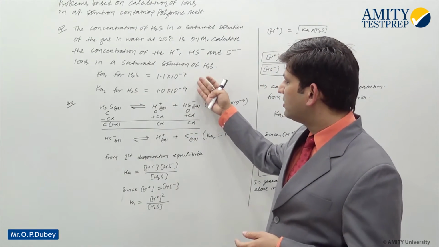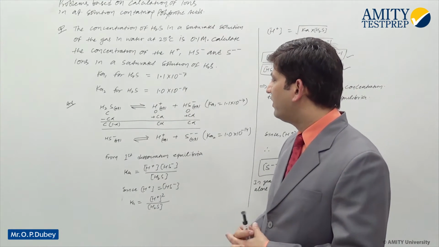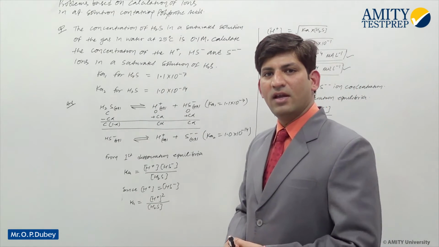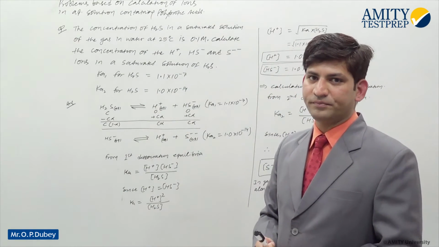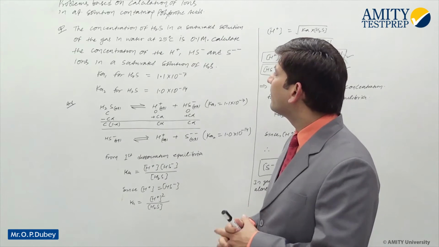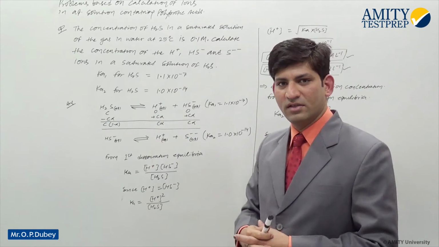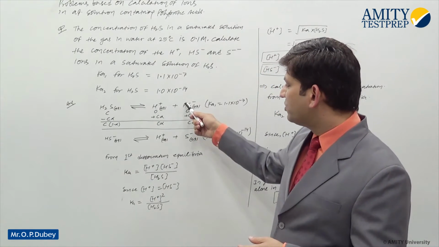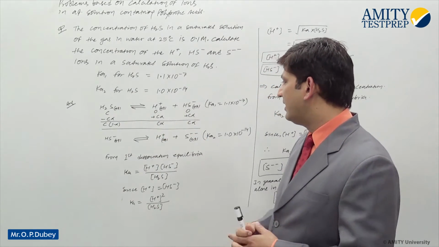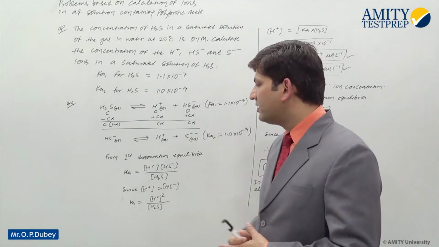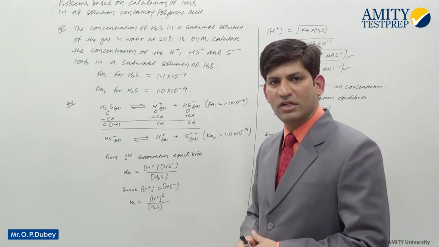The first dissociation constant and the second dissociation constant are both given. The first dissociation constant is 1.1 multiplied by 10 raised to the power minus 7, and the second dissociation constant is 1.0 multiplied by 10 to the power minus 14. First of all, to calculate the H plus, HS minus and S2 minus ion concentrations, we have to write both dissociation equilibria. In the first dissociation, H2S gives H plus ion and HS minus ion, and in the second step, HS minus ion gives H plus ion and the sulfide ion in the aqueous solution.